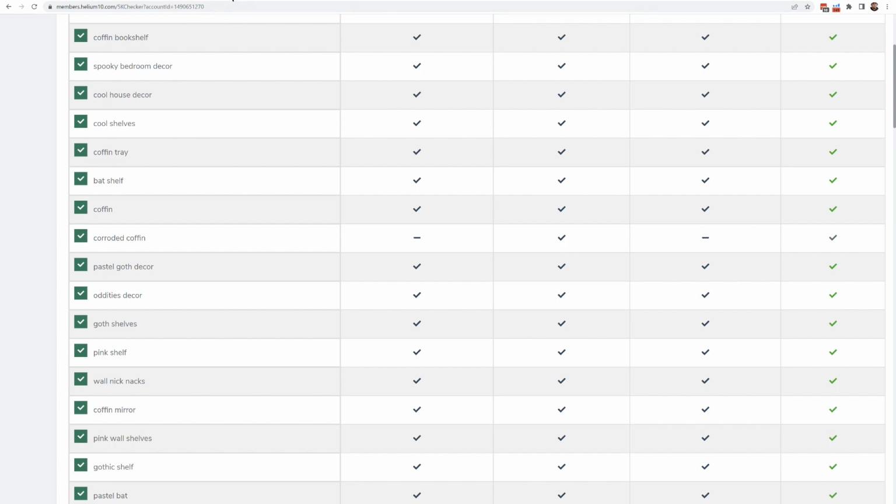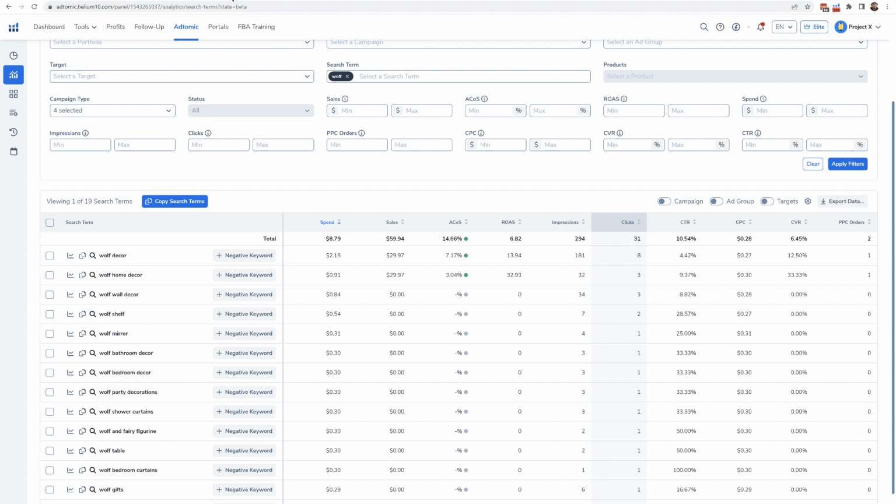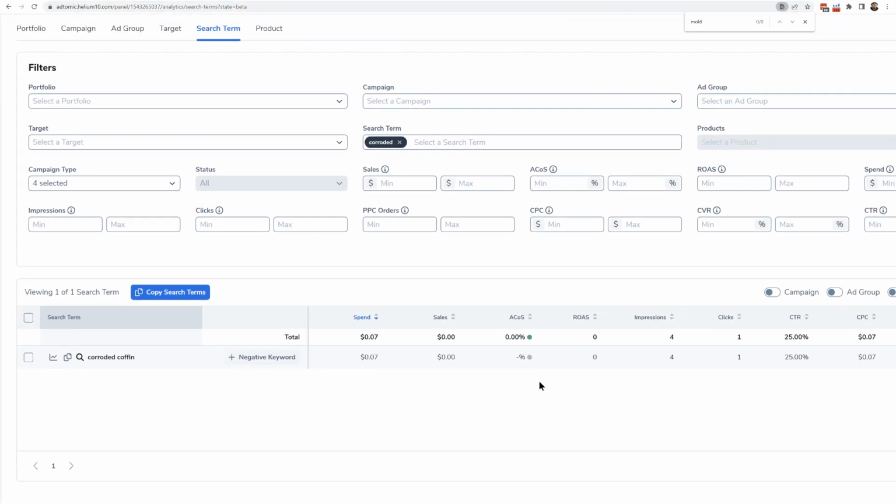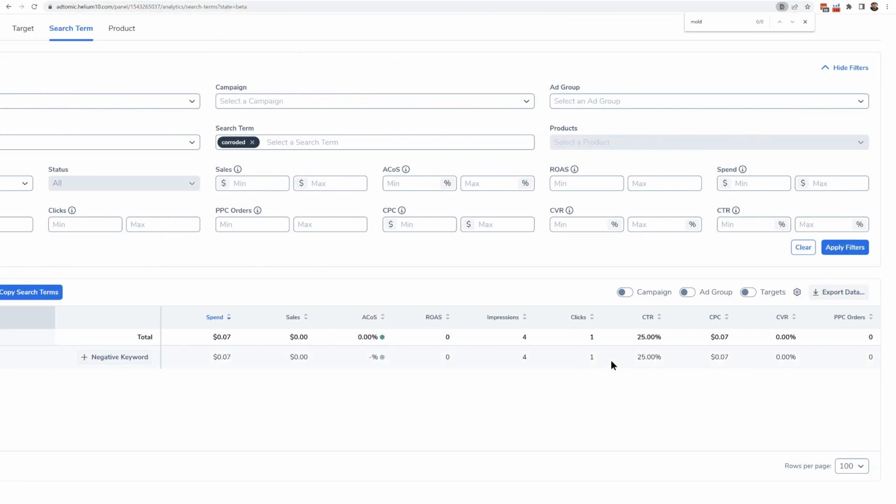So if I actually went to my Atomic, my PPC software, I could do this in Seller Central too. And then I searched in all of my search terms that I've been converting for or getting clicks on. Look at this. There is carotid coffin right here. I actually had 4 impressions and 1 click. So I don't know what the ratio is, but maybe because I had a good click-through rate on this keyword, Amazon went ahead and indexed me for this keyword, even though I didn't even have a sale.